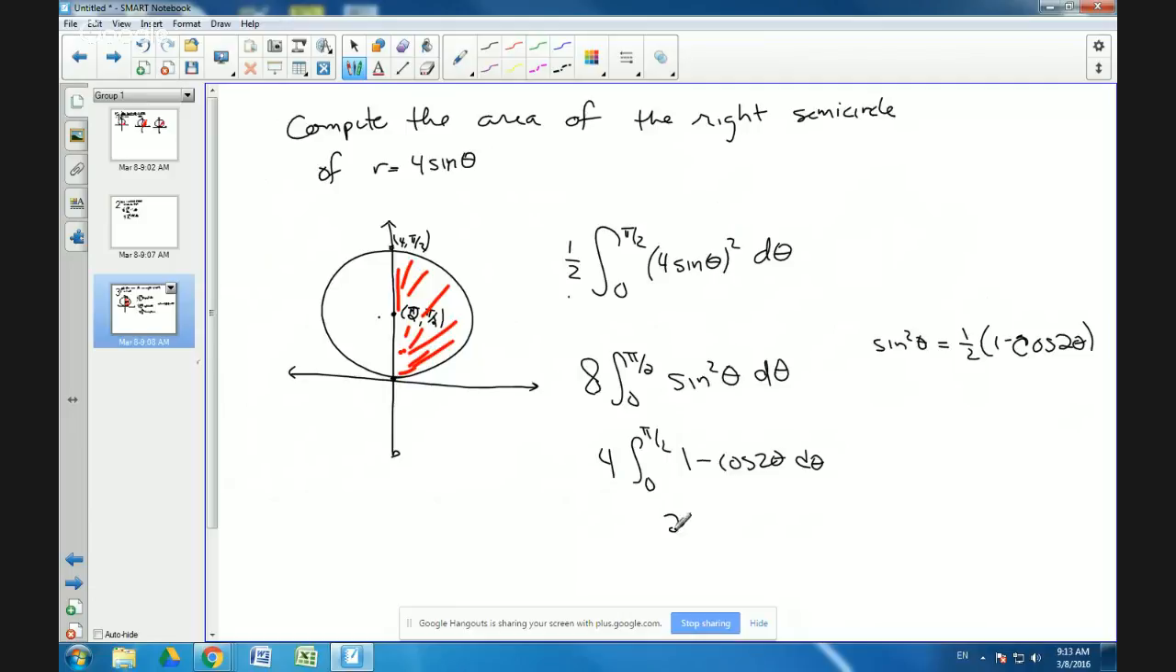Does that make sense? So you take the half from the sine squared of 4. Half times 4 is 2, and then 1 minus cosine 2 theta. Okay, so you start off with 1/2 of the integral, and then 4 sine squared. If this is 4 squared, 16, and then half is 8.